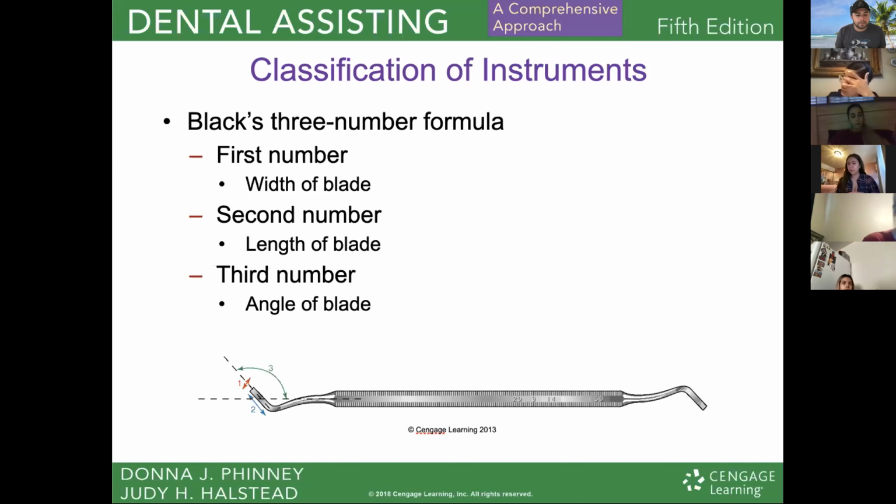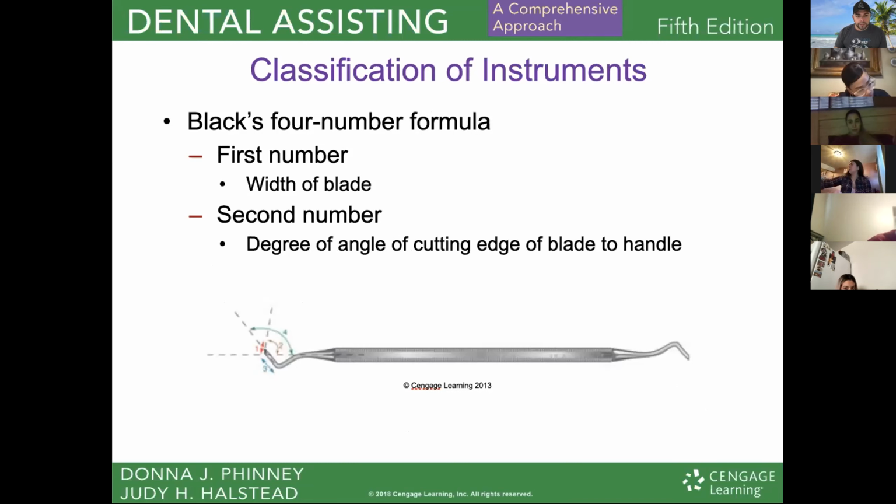The first number, and this happens to be a hatchet, or it could be a chisel, it's really hard to tell with this angle. The first number is the width of the blade, and that's the dimension that you see here in red. That's just the width of the cutting edge. The second number is the length of the blade. That's the dimension that we see in blue. And the third number is the angle of the blade in relation to the handle, and that's the dimension that we see in green, which is number 3, the angle of the blade.